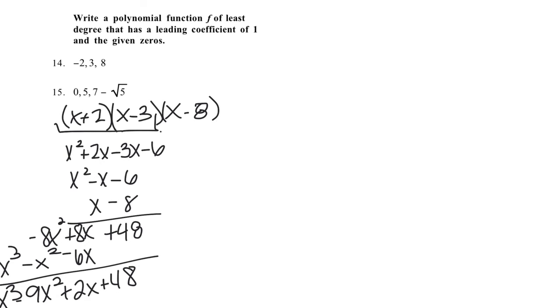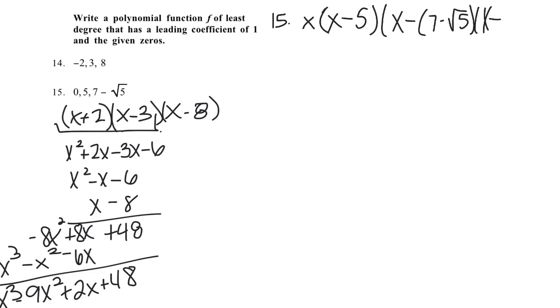Number 15, we have a zero of 0, that means our factor is x. A factor of 5 is x minus 5, and then the factor of 7 minus square root 5 becomes x minus 7 minus square root 5, and x minus 7 plus square root 5. Double parentheses there. And then, I'm going to multiply the irrational stuff first.